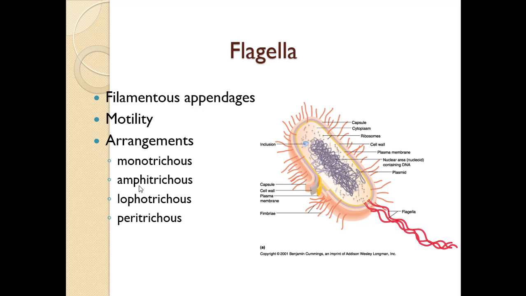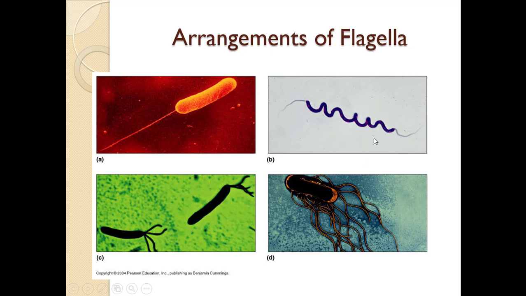This is kind of how I think of it. I know amphi and ambi are not the same prefixes, but basically an amphitrichous flagella means it is from both sides. So you can think of ambidextrous, amphitrichous. Lophotrichous means that there is more than one flagella off of the same side, so you might have three, like so. And peritrichous means that it might have multiple flagella surrounding the organism. And here's some examples of that.